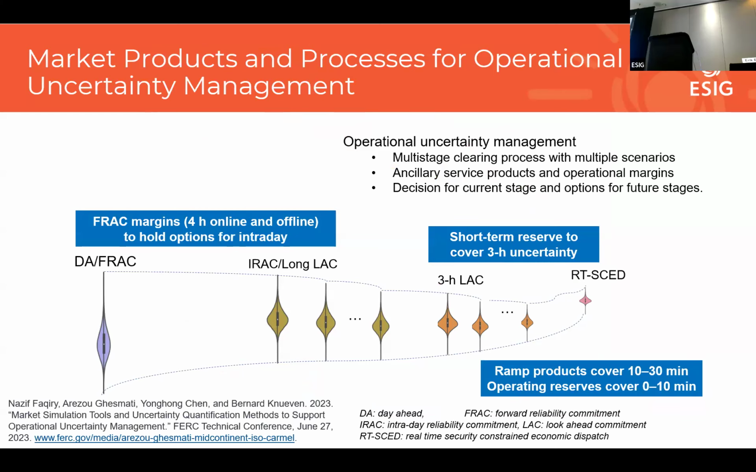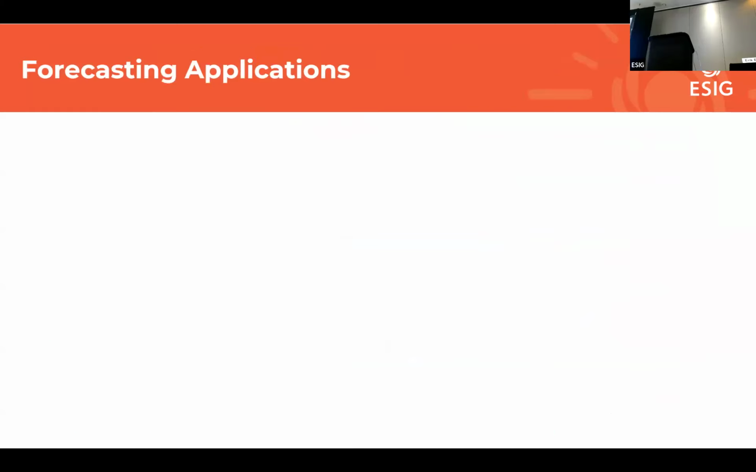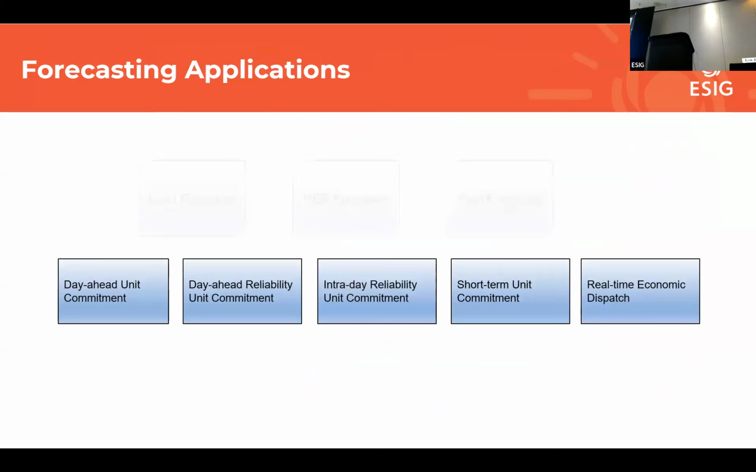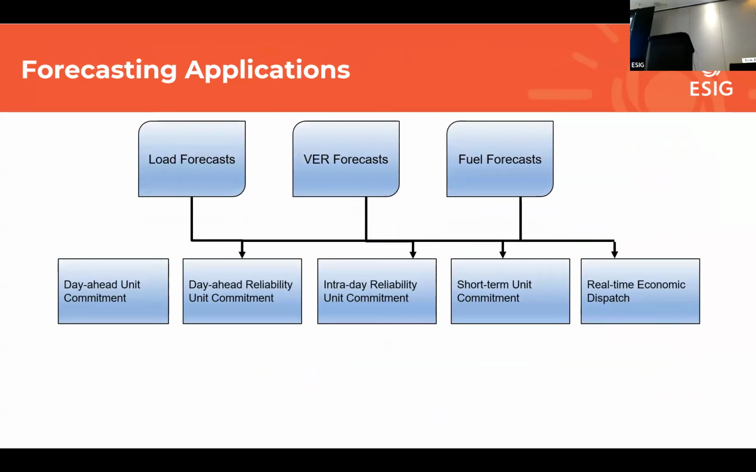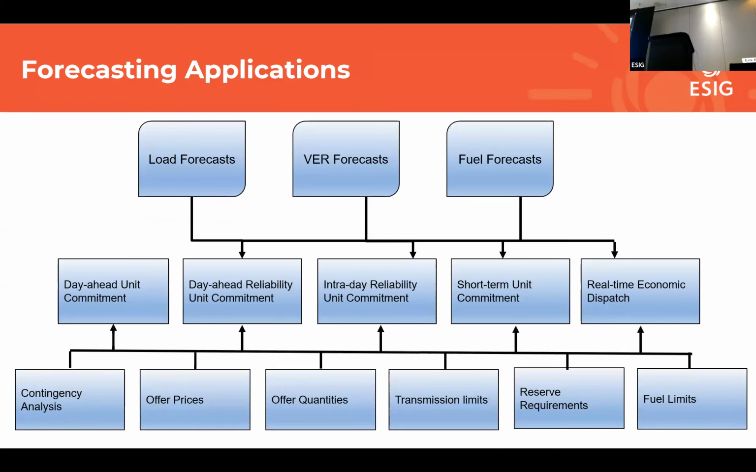So Yonghong, I might skip these just for timing to get to the part here so we can get into the grid services piece. This is really looking at all of the different types of inputs and processes and all of the types of things that go into all of this. So we have load forecasts, renewable forecasts, fuel forecasts, and then we have offers, contingency data, all of this type of data going into these different scheduling processes.